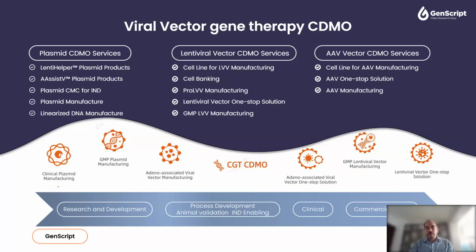And these are some of our services for viral vector gene therapy. We provide various services for GMP-grade plasmid production, various services for lentiviral GMP production, and also a lot of services for GMP production of AAV virus. And again, as a company, we can support viral vector gene therapies from research and development to process development, clinical, and commercialization.